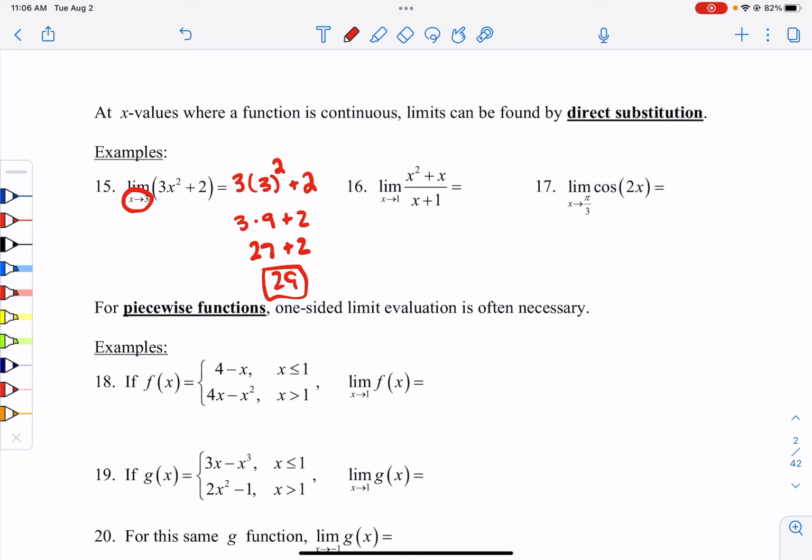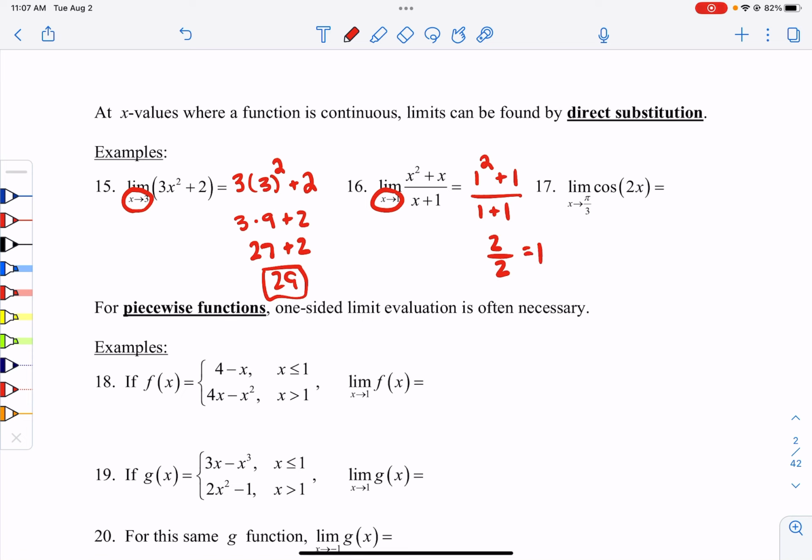So number 16, the limit as x approaches 1 of this function. Let's try plugging in x equaling 1. Now, this doesn't always work, because sometimes bad things happen. So 1 squared is 1, plus 1, that's 2. 1 plus 1 is 2. 2 over 2 is 1.